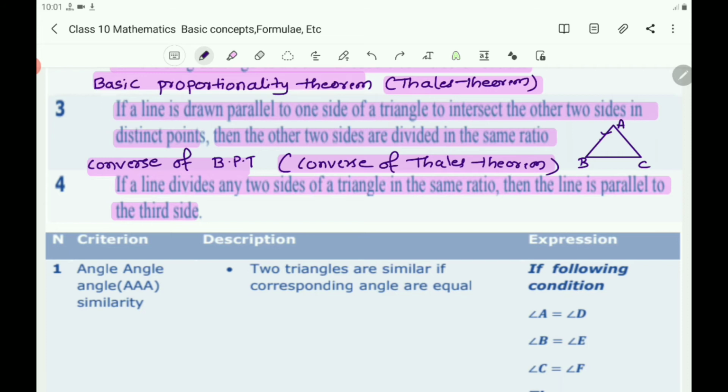If this is parallel to this one, then the ratio becomes this by this equals this by this. That is CD by AD equals CE by BE, or AD by CD equals BE by EC. Next, if a line divides any two sides of a triangle in the same ratio, then the line is parallel to the third side. Here, this is the converse of the Thales theorem. So what will be given? The ratio will be given.